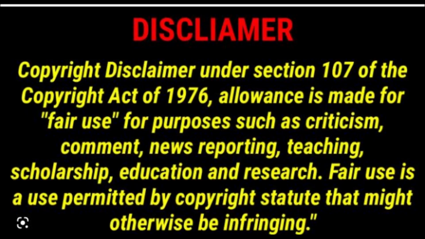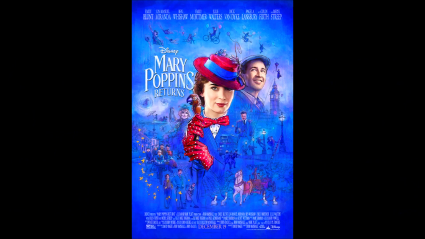Mary Poppins Returns movie summary in English. Let's begin. The film is set in London, during the Great Depression.